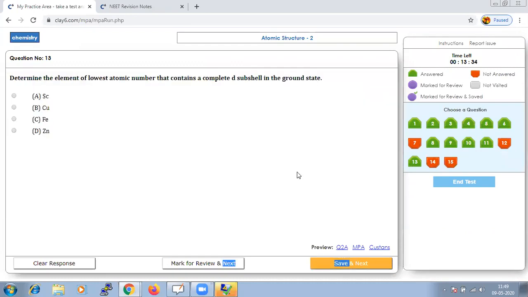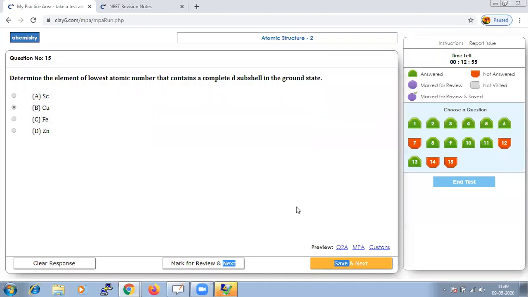Let us save and go to next. Determine the element of lowest atomic number that contains a complete d subshell in the ground state. This is also simple, you just have to do an electronic configuration, and you will find that the element with the lowest atomic number that contains a complete d subshell in ground state will be copper.